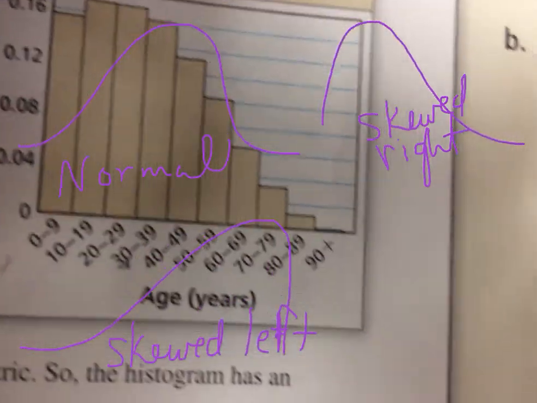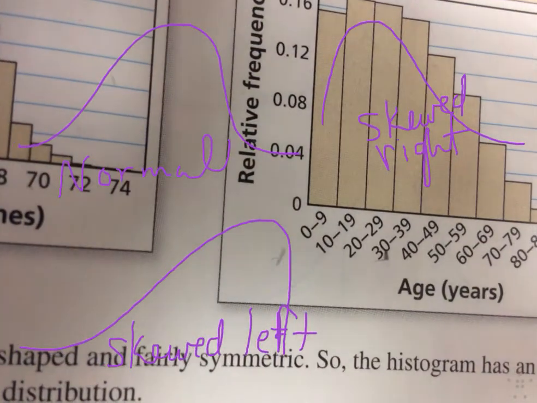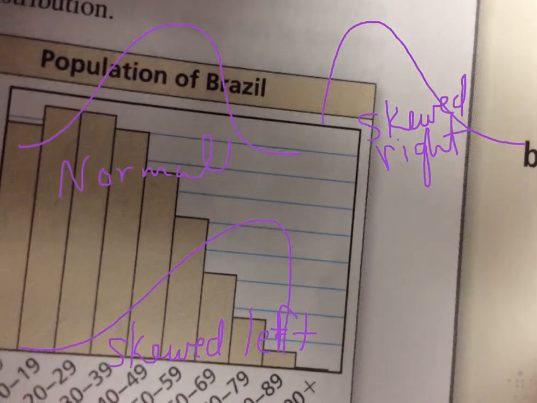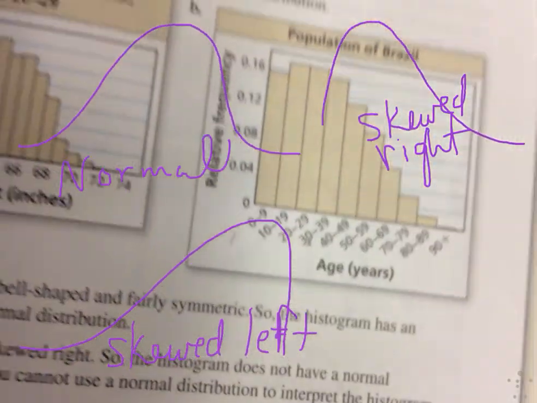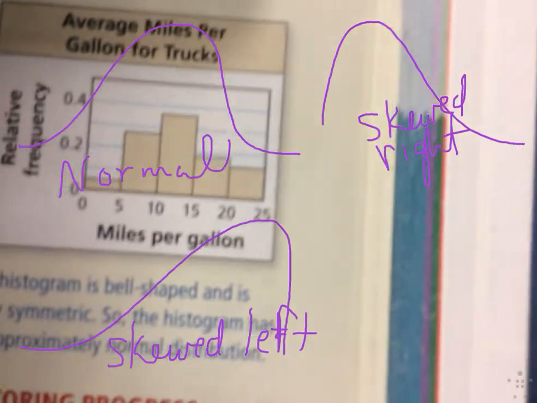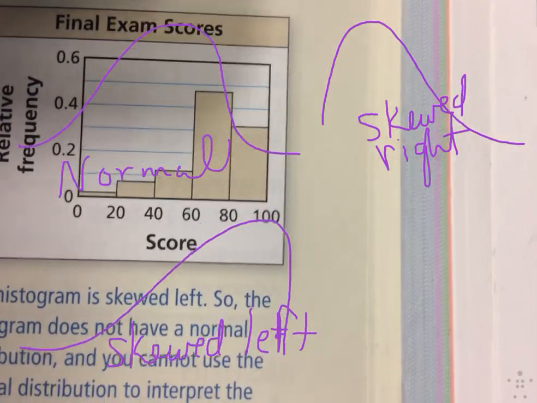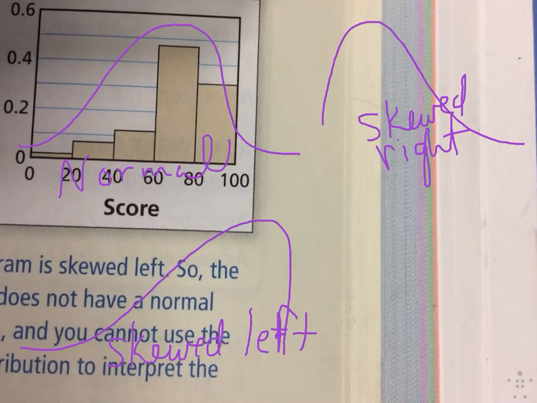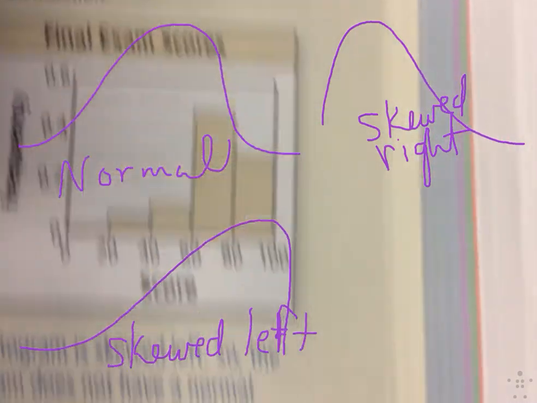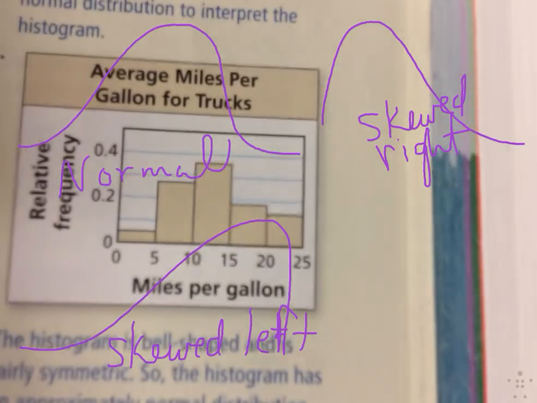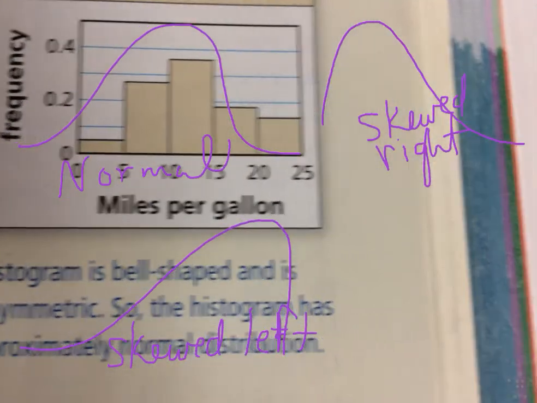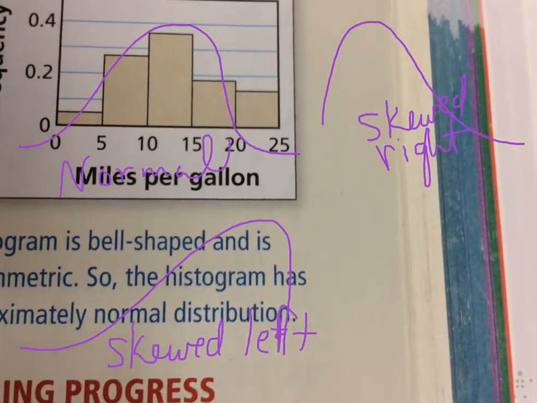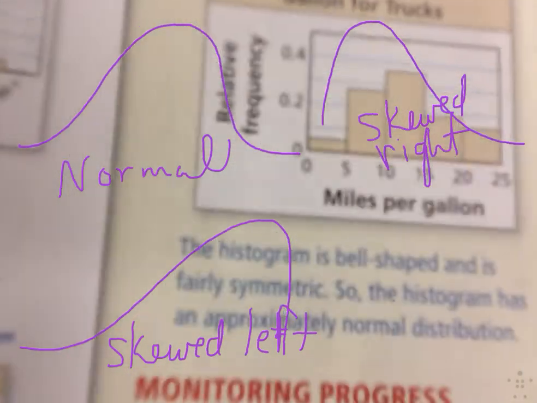Population of Brazil. Is that normal, skewed right, or skewed left? It's skewed right. That's what you're trying to tell me. You're looking at the graph and telling me which one you think it is. Final exam scores. Skewed left, normal, or skewed right? Skewed left. Looks like that. Average miles per gallon for trucks. Skewed left, skewed right, or normal? I'd say that's pretty normal, maybe a little bit right, but I'd say pretty normal.